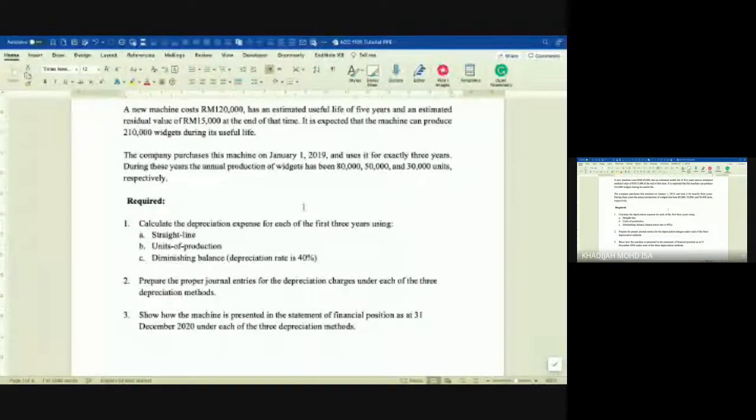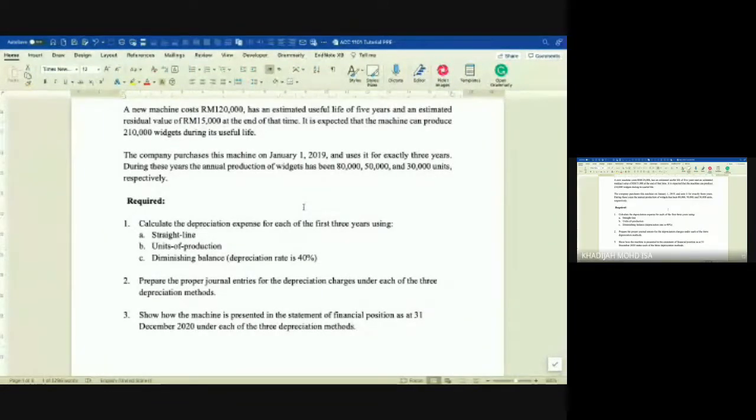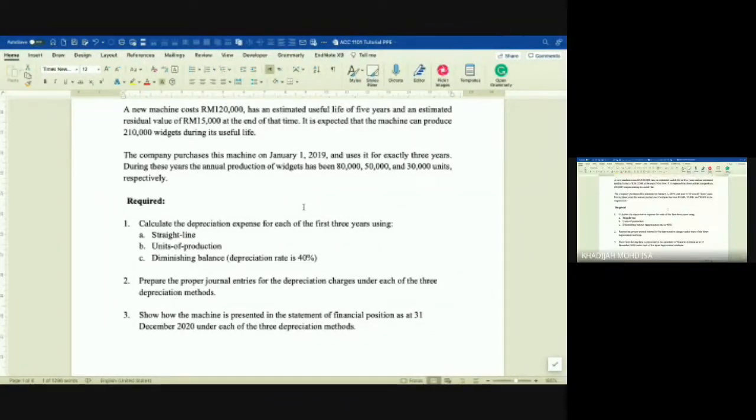For your depreciation charges, which account is to be debited? Depreciation. Yes, debit your depreciation expense, credit your accumulated depreciation. Very good. And then show how the machine is presented in the statement of financial position as at 31st December 2020 under each of the 3 depreciation methods.